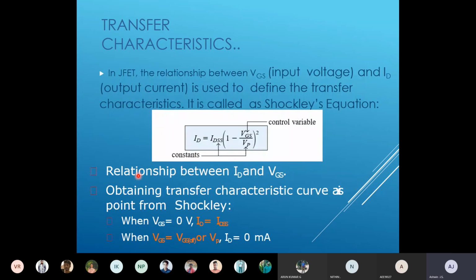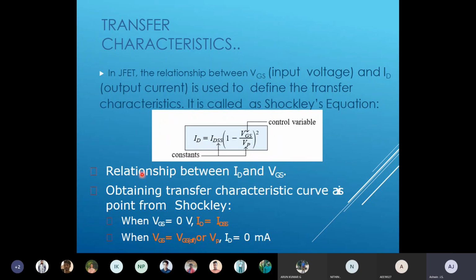Transfer characteristics represent the relationship between the gate to source voltage and the drain current. Why? Because here we are not going to talk about the gate current. Anywhere you observe, we are not going to talk about the gate current. We only talk about the gate voltage and the drain current, which is the current flowing from drain to source. This is a major parameter which we are going to discuss hereafter. That's why they concentrate on the gate voltage, not the gate current, and that's why it is called a voltage controlled device.